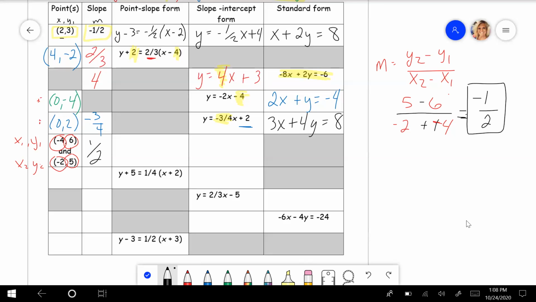Now let's write this in slope-intercept form. Or, well, let's do it in point slope first. That'll be easier.